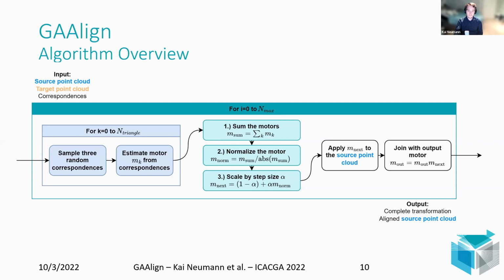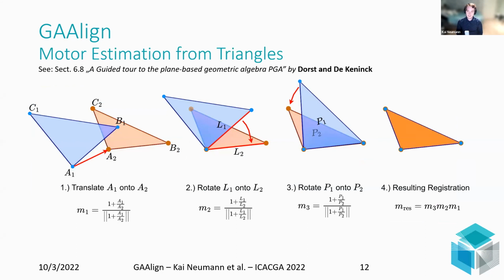in the end. Okay, now I've explained everything in detail, but the main part, motor estimation. And as I said, and as Dietmar already promised, this is the motor estimation from triangles algorithm from a guided tour to the plane-based geometric algebra by Doss and Decanic. And this works in 4 steps, which are visualized here.